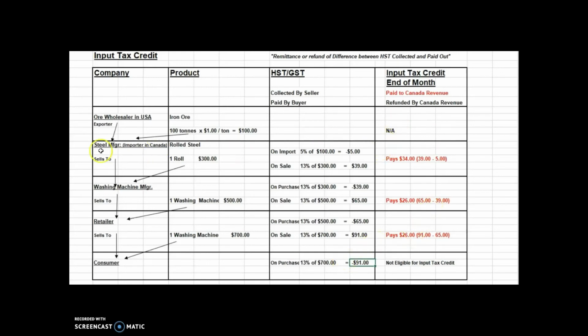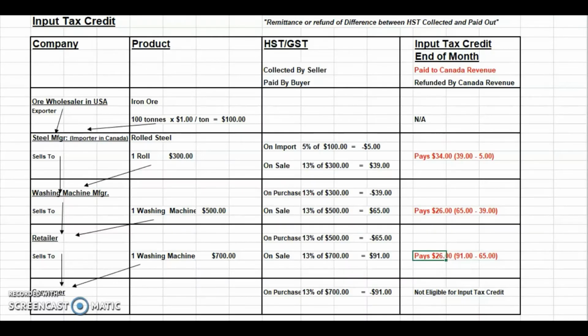The interesting fact here is these companies net zero. The steel manufacturer, the washing machine manufacturer, and the retailer, at the end of the month, they may send the government the difference, but they've paid themselves back what they paid out. 39 minus 5 is 34. 65 minus 39 is 26. And 91 minus 65 is 26.